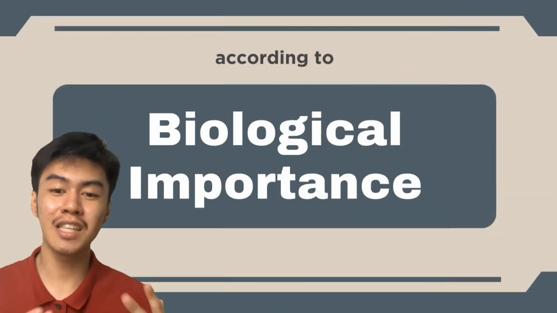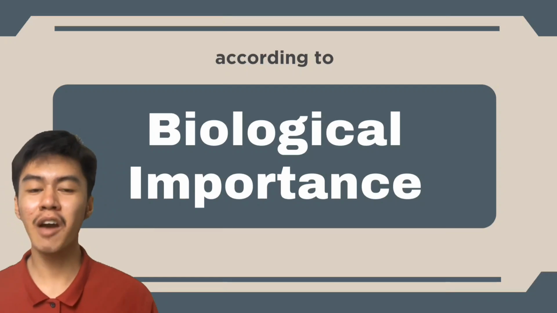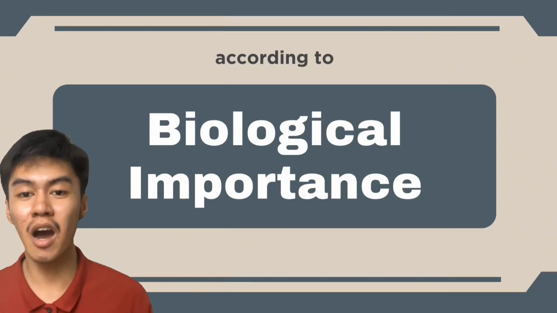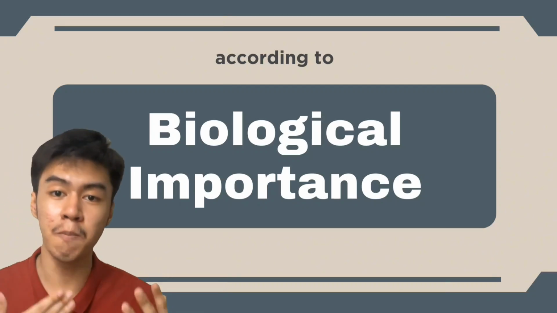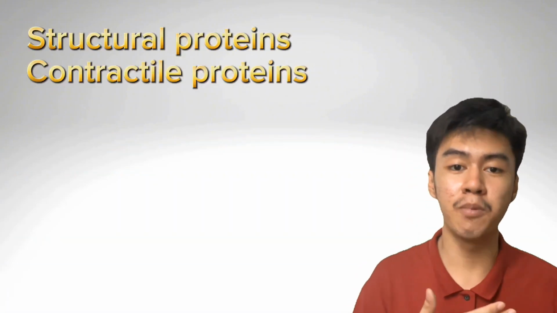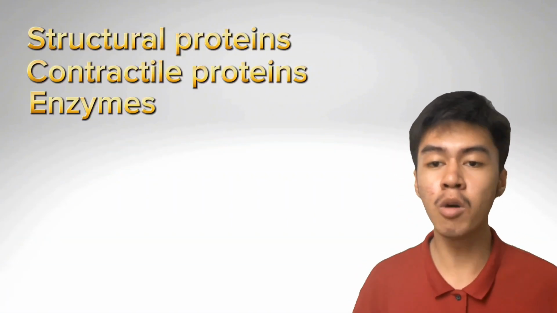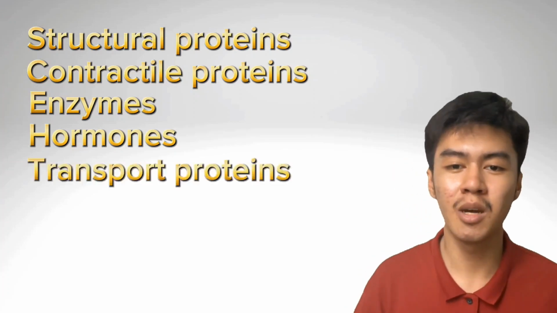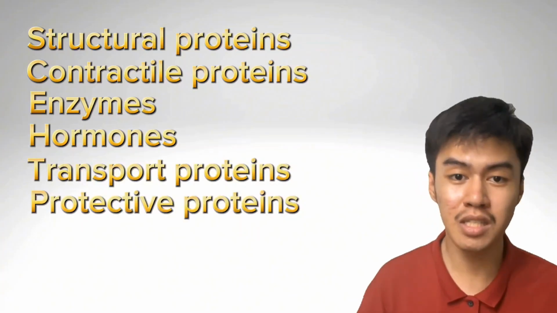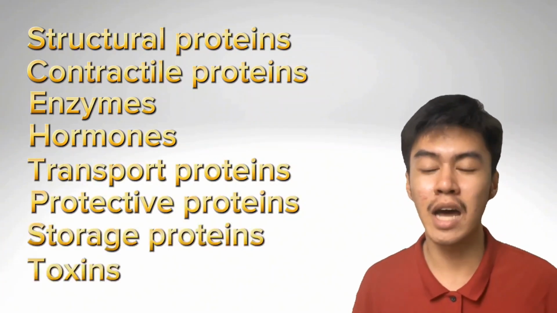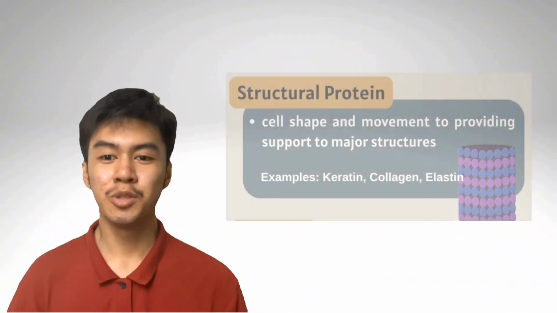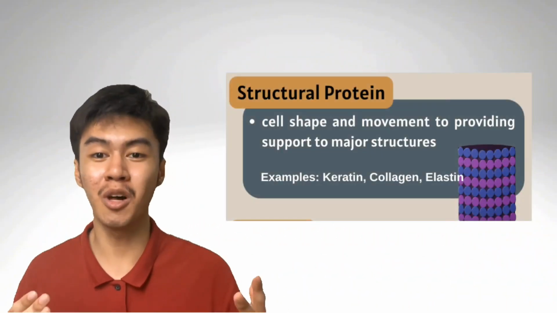So on to our last classification of proteins. We have here proteins that can be classified according to their biological importance. They can be under structural protein, contractile protein, enzyme, hormones, transport proteins, protective or defensive proteins, storage proteins, or as toxins. So first we have here structural proteins.